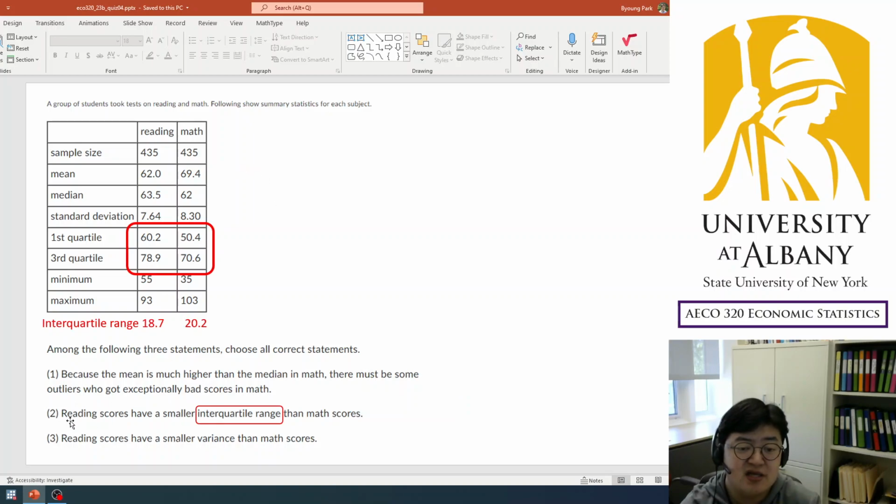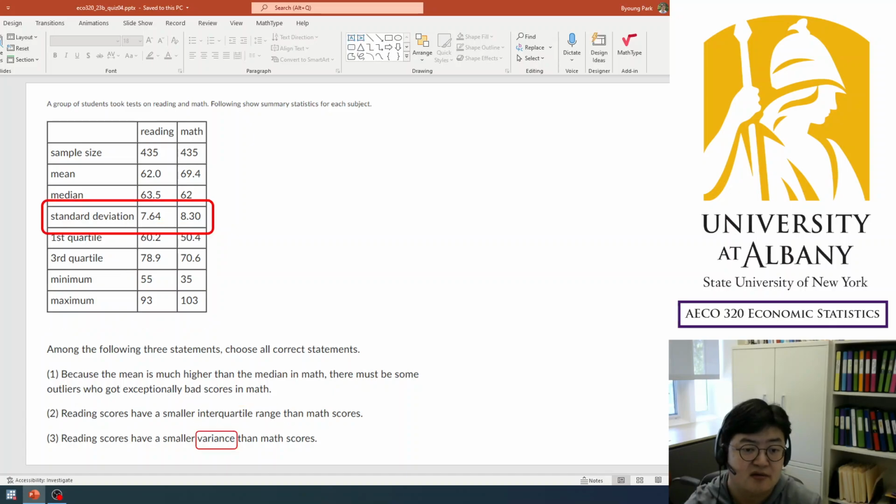And second, reading scores have a smaller interquartile range than math scores. You can calculate the interquartile range by looking at the first quartile and third quartile. So compare them, and you can calculate the interquartile range by subtracting them, right? Then math has a higher interquartile range, and reading has a smaller one, so this is correct.